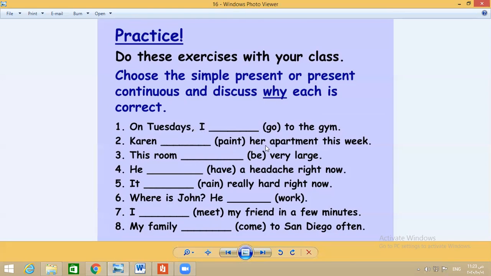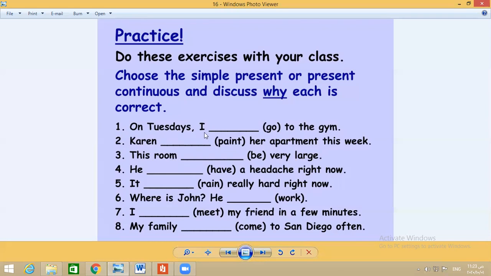Karen paint her apartment this week. So this week, she's doing this action. Will she paint the room forever? No, it's a temporary action. So of course, the sentence will be in the present continuous. So Karen is painting her apartment this week. Okay. This room very large. Verb to be, so easy for me. This room is very large.